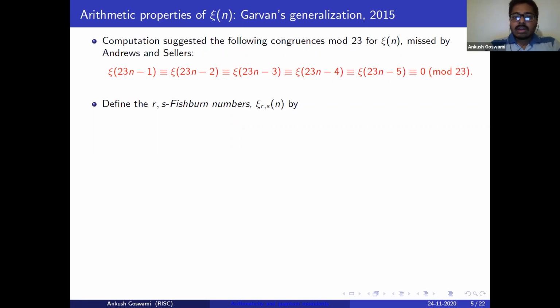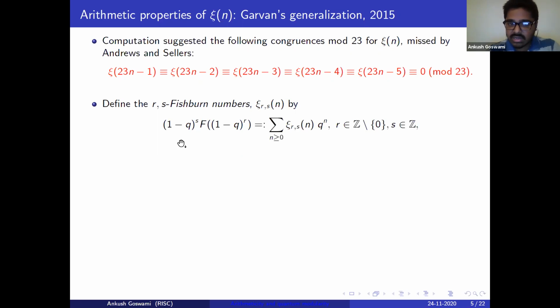Okay, so to state Garvan's result, we need to define the RS Fishburn numbers, which are denoted by xi with subscripts R, S of n. And this is defined as the coefficients in the q-series expansion of the left-hand side, where you have (1 minus q) to the power of s times F of (1 minus q) to the power of r, where r is any non-zero integer and s is any integer.